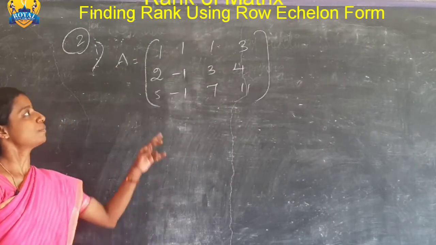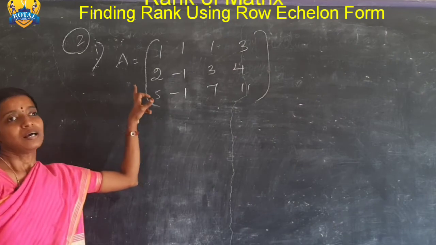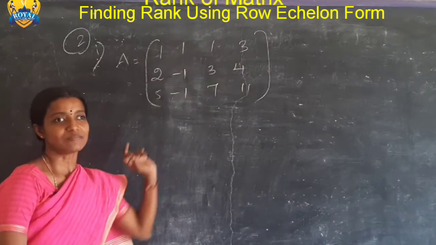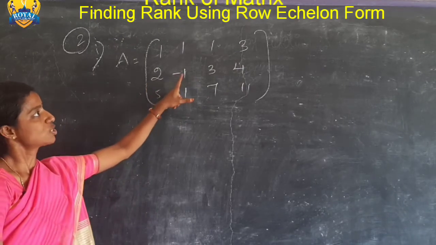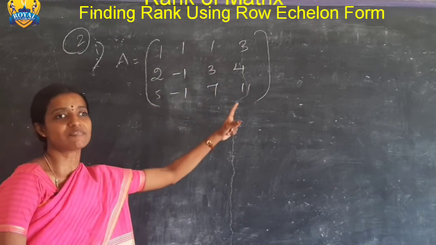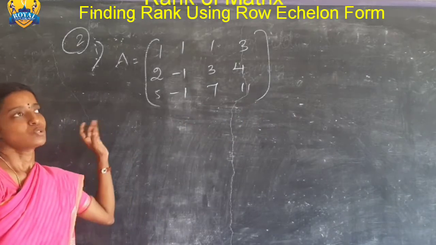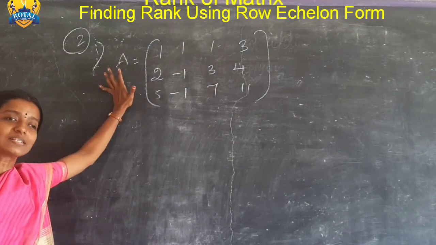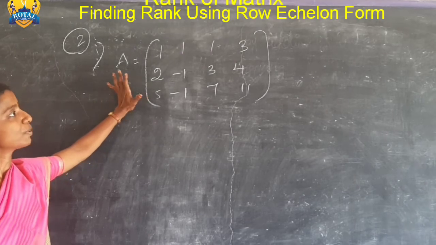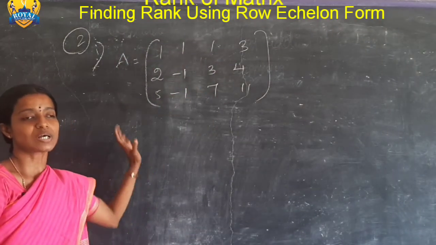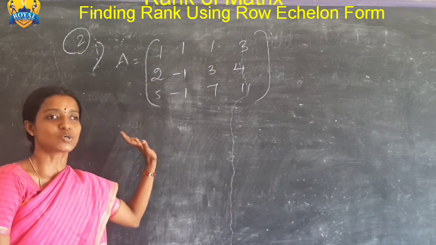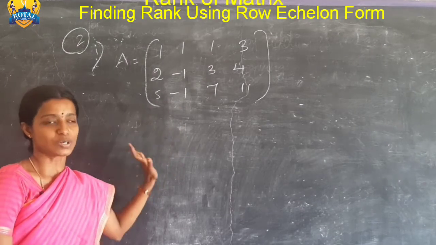So the second problem, my first subdivision is matrix A equal to [1 1 1 3; 2 -1 3 4; 5 -1 7 11]. First, is the given matrix a square matrix? Definitely not, because I have 3 rows and 4 columns. So this is a non-square matrix.